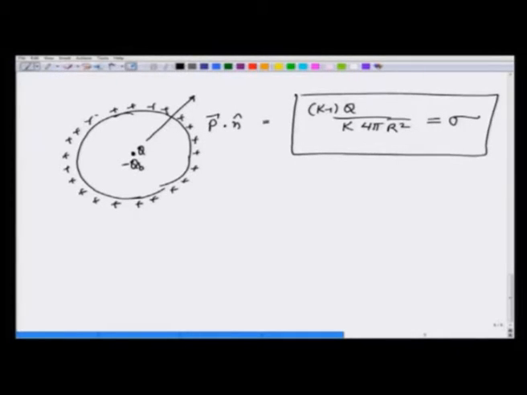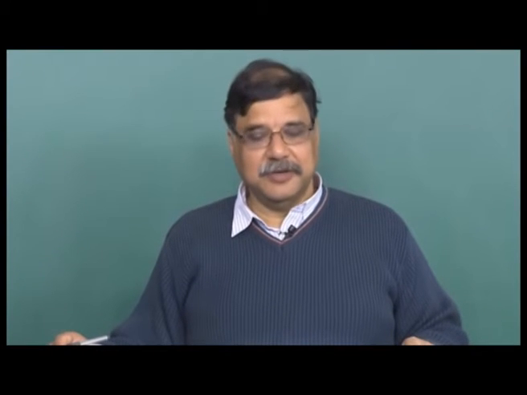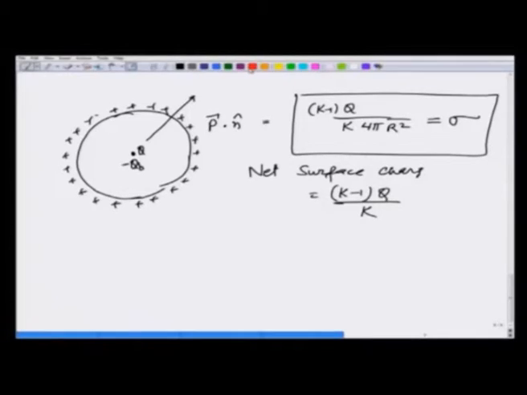So, the net surface charge is going to be (k minus 1) q over k, which is exactly opposite of the bound charge, which is negative of (k minus 1) over k times q at the center. And therefore, the effect outside of these bound charges is going to cancel, and I should have an E out here due to q alone.